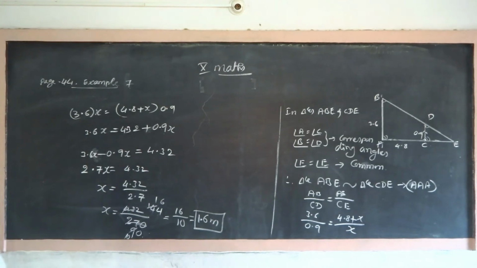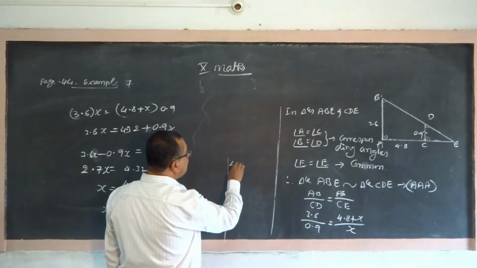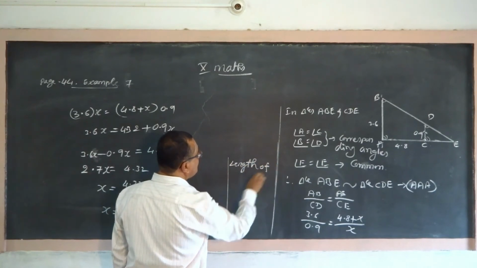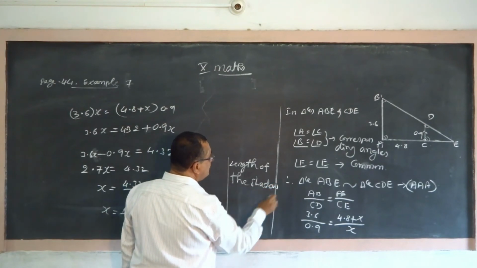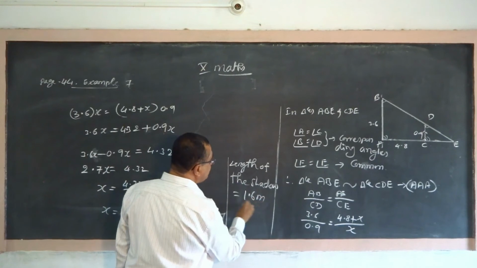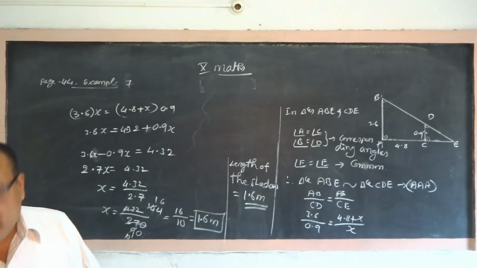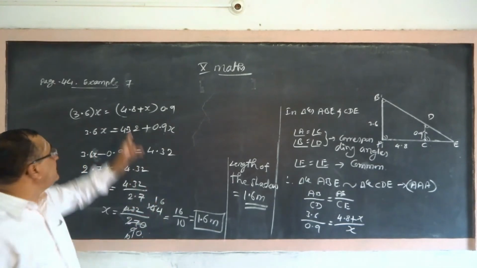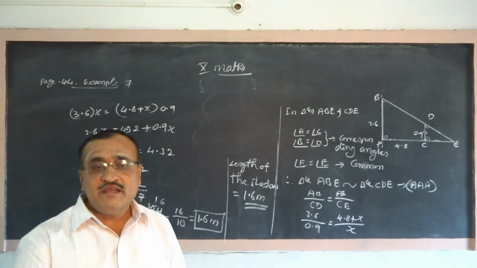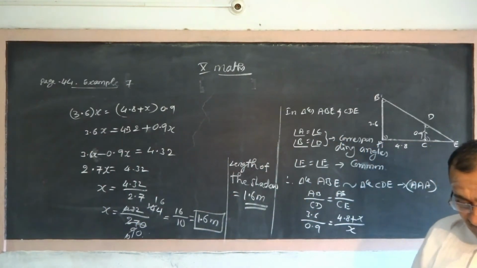This is 1.6 meters. So what is that? The length of the shadow is, answer not temporary, length of the shadow is equal to 1.6 meters. Length of the shadow equals 1.6 meters. So this is the way how we can solve. Is it right? So now we should stop here the working examples. Now let us pass on to exercise. Exercise over. We shall take up exercise.